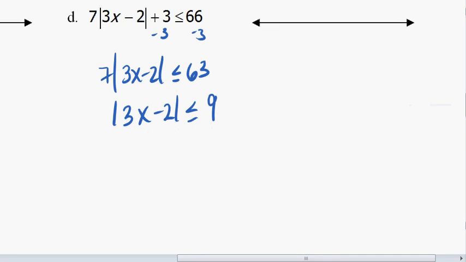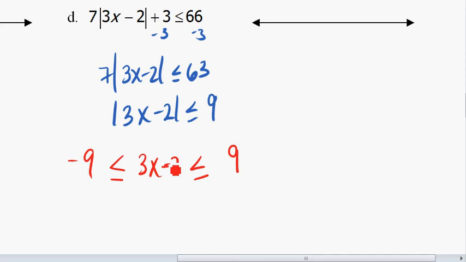To get rid of the absolute value symbol, we simply break this up. This is a less than situation, so we're going to create an and situation or a compound inequality. In the compound inequality, we have negative 9 off to the left and then 9 off to the right. In the middle is 3x minus 2. We know that 3x minus 2 is less than or equal to 9. It's also going to be greater than or equal to negative 9. But notice that the greater than symbol, because the 3x minus 2 is on the right-hand side, it's still a less than symbol. We kind of did flip it, though.